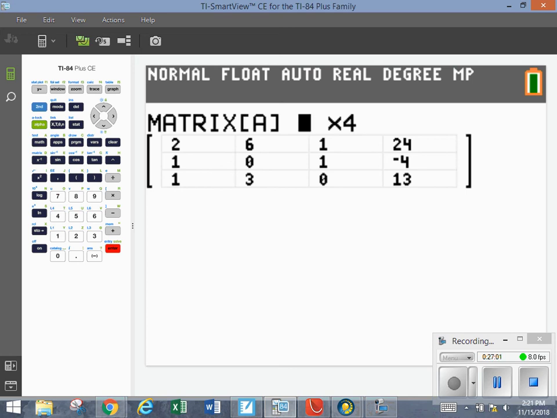The 2, 6, 1, right? So I can read this off to you. The first row says 2x plus 6y plus z equals 24. Right? That's what it is.